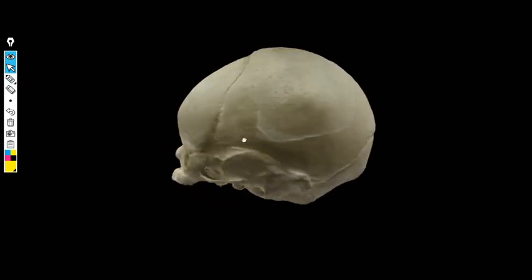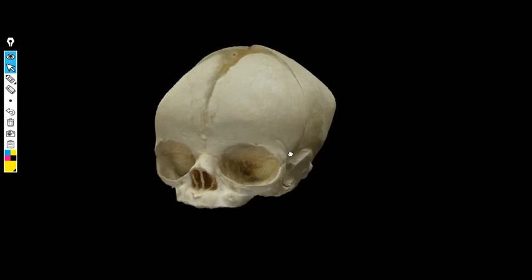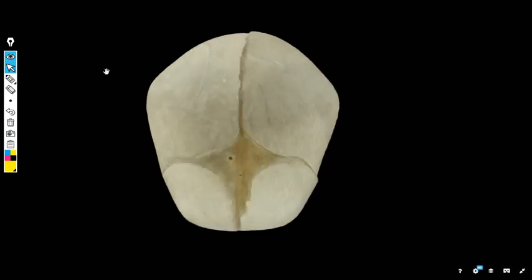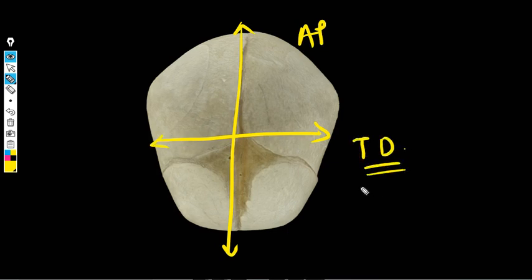There are two diameters of the fetal skull. One is the anterior posterior diameter. Anterior posterior diameter works like this, here to here. This is the anterior posterior diameter, and this is the transverse diameter. Okay, this is anterior posterior and this is transverse diameter.